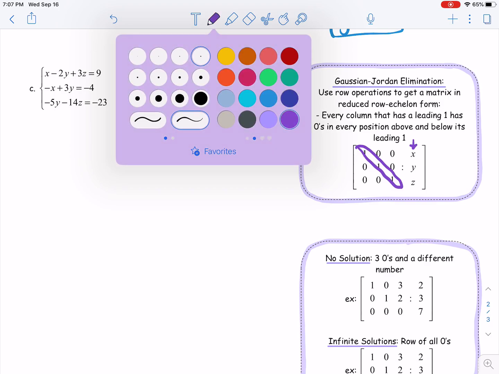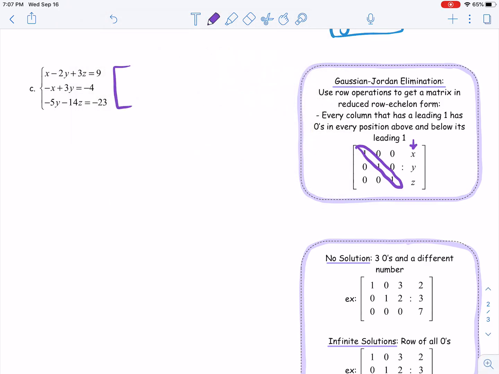Last problem. First thing, I want to write my augmented matrix. Everything is in the right order: X, Y, Z equals constant. So I write my coefficients. 1, -2, 3, 9. -1, 3, 0, -4. 0, -5, -14, -23. Remember, if the variable's not there, you have to put the 0 in its place.